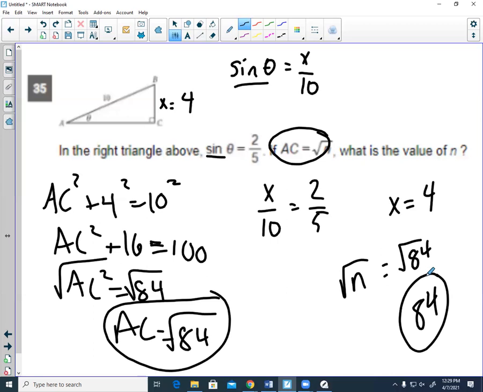So whatever you guys found to be theta, does anyone find theta? Does anyone find what that angle is?